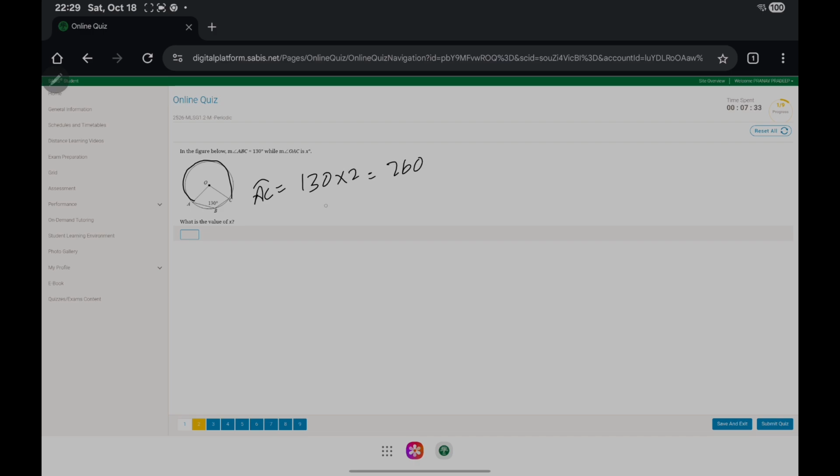Okay, now we have 360 minus 260, so 100. So the measure of arc ABC is 100, and the measure of angle AOC is also 100. Now just draw a line here. You know that AO and OC are radii, so they're equal. Then we can just do 180 minus 100 gives you 80, divided by 2. So each angle equals 40 degrees.